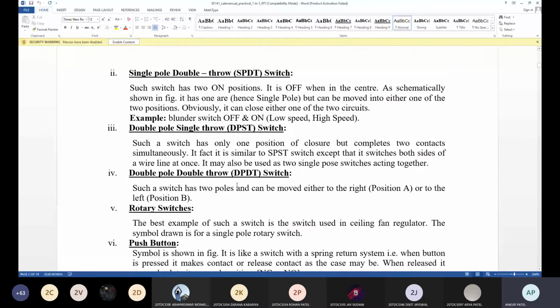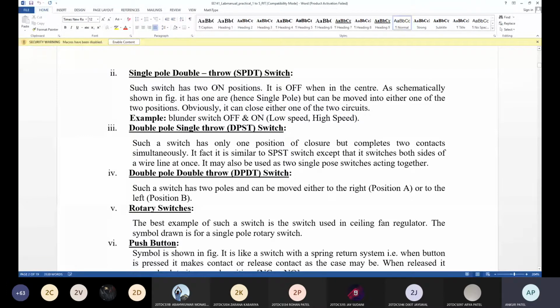Single pole double throw switch. Generally, by a single switching, you can make the two throw. Suppose you want to operate a fan and a tube light by one switch, then you have to give a connection accordingly. So you can operate both appliances by one switch. That is called a single pole double throw switch.